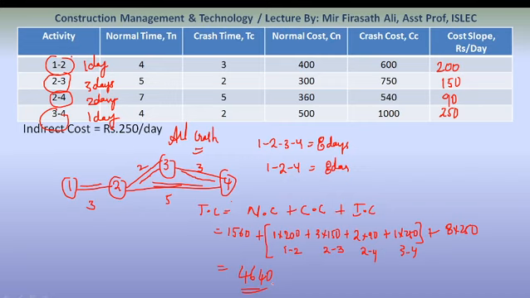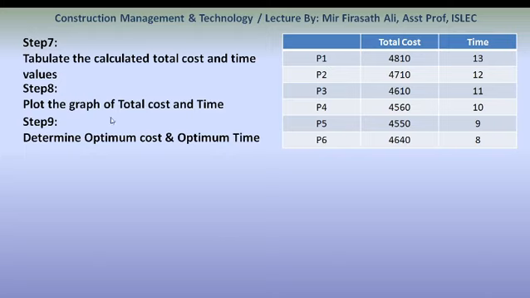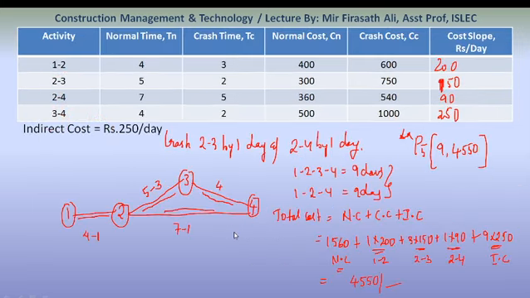So, we have got our point 6. Time is 8 days and the cost is 4640. So, after doing all this, our last step is to plot all these values. Our last steps are to tabulate the calculated total cost and total time values, plot the graph of total cost and time, then determine optimum cost and optimum time. So, we have done all this crashing of activities.